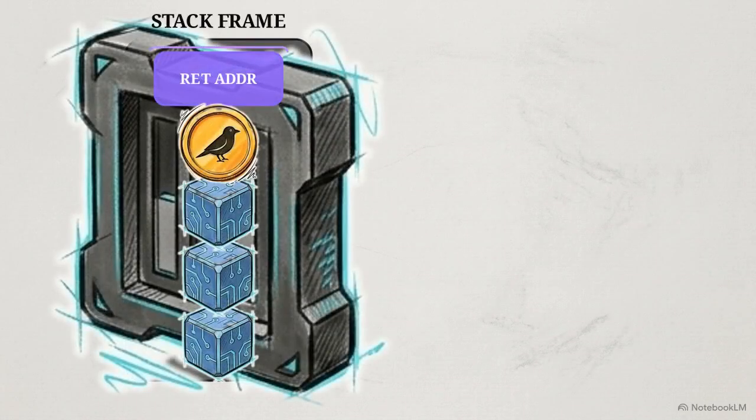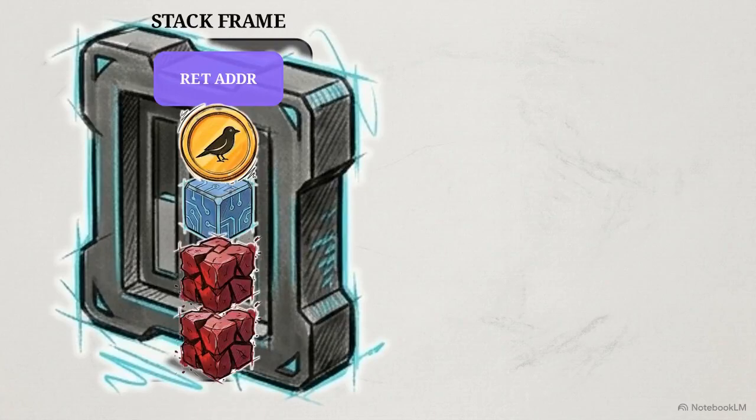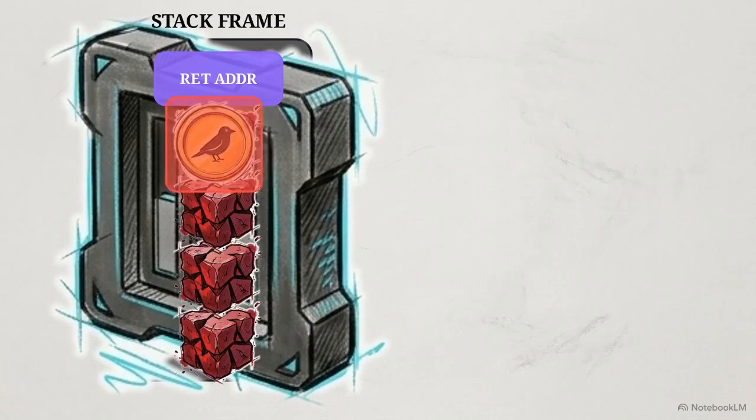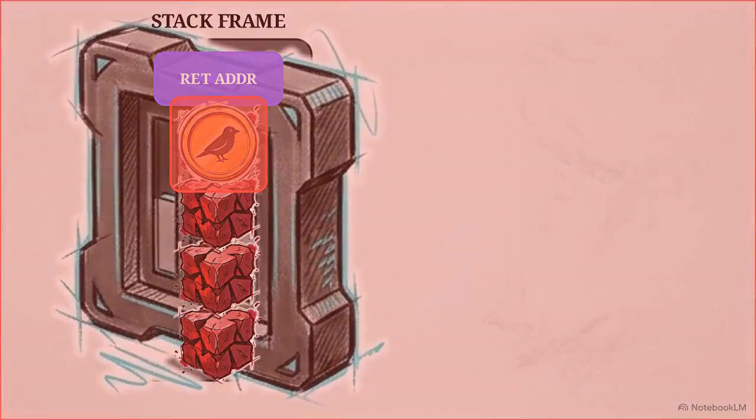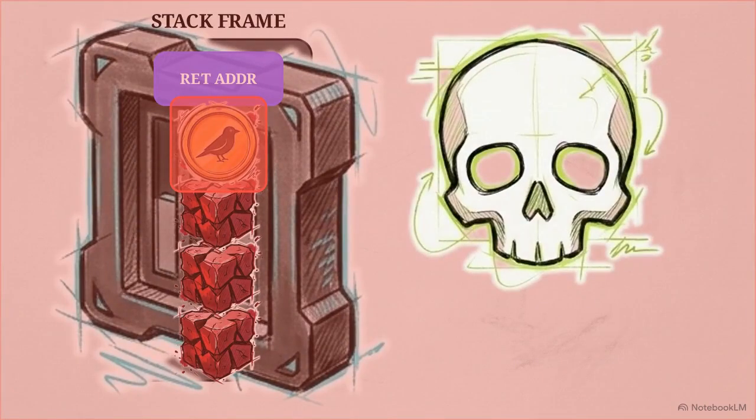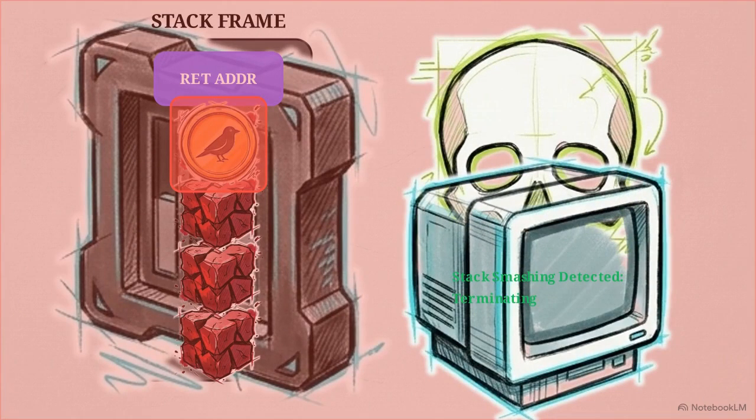But before using that return address, the system checks the canary. If the data wave pushed through, the canary block is modified. That modification trips the wire. The program immediately crashes itself, safely shutting down before the attacker takes control.